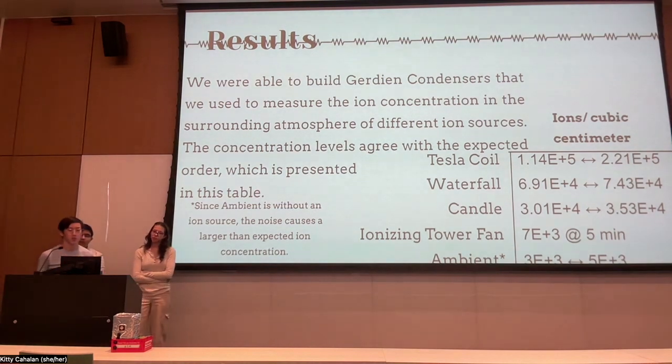The ionizing power of the tower fan out of these ion sources is by far the weakest because it's actually barely above ambient. That's what we were expecting, but what's important to note is that the ambient ion concentration we measured is actually an order of magnitude greater than what we expected from research literature. This is likely due to the very large swing in noise ratio, which could be caused by a variety of factors: EM interference, voltages within the circuit.